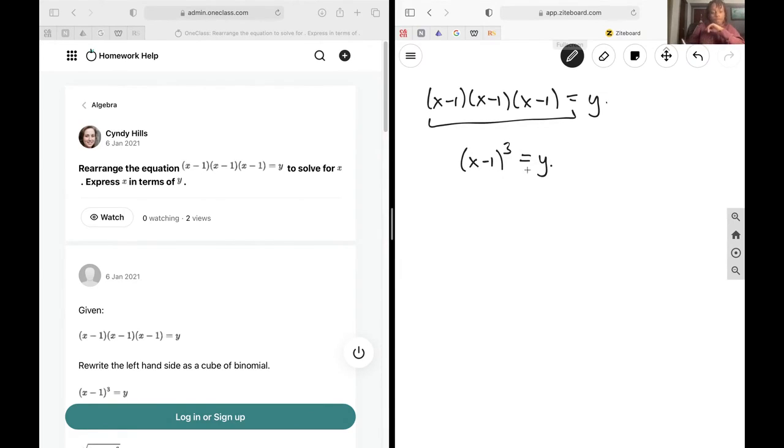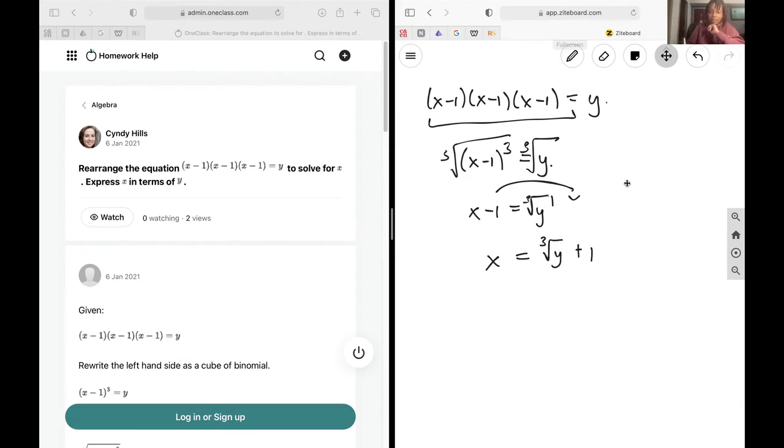Now, if I want to solve for x, I can simply cube root both sides to get x minus 1 is equal to the cube root of y, and then I simply solve for x to give me x is equal to the cube root of y plus 1. And that's going to be it for this question.